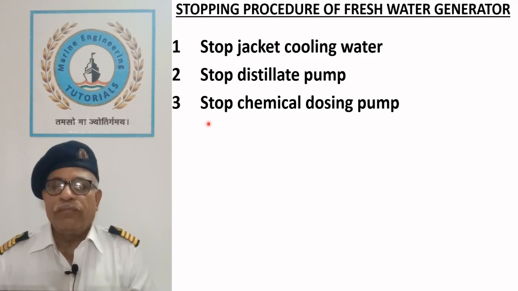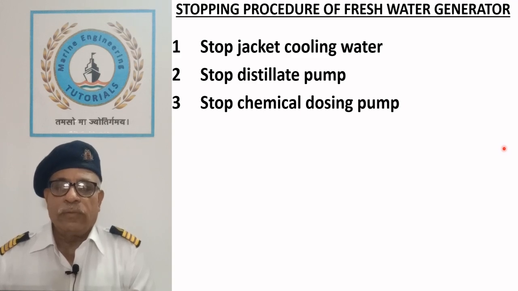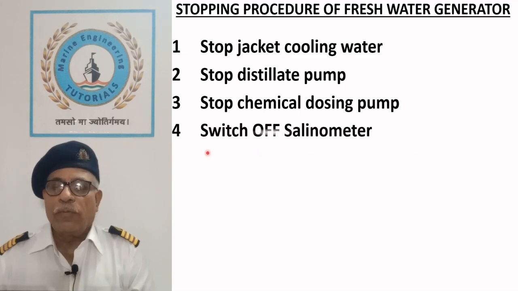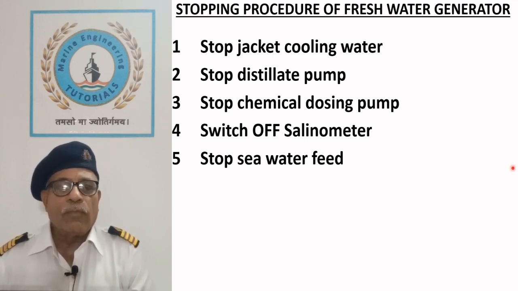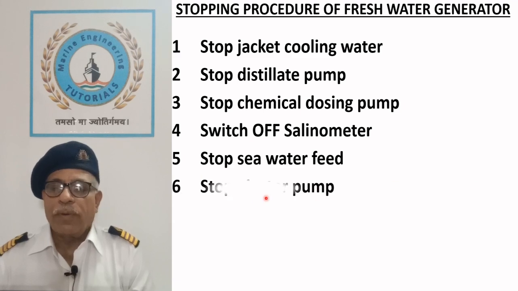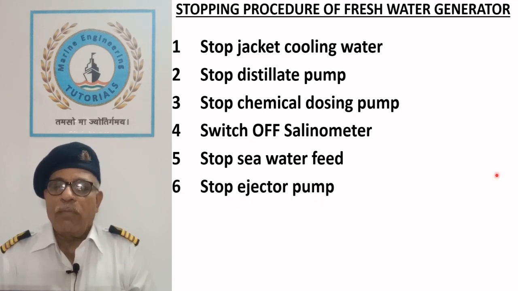Stop chemical dosing pump. Stop chemical dosing pump and close its delivery valve. Switch off salinometer. Switch off the power for salinometer. Stop seawater feed. When evaporator cools down, stop feed water supply. Stop ejector pump. Stop the ejector pump and secure all seawater valves.